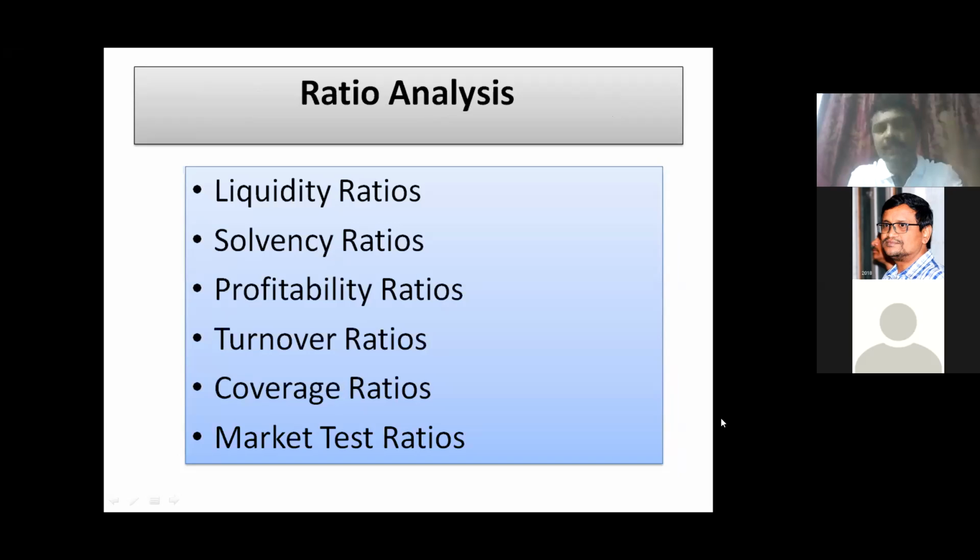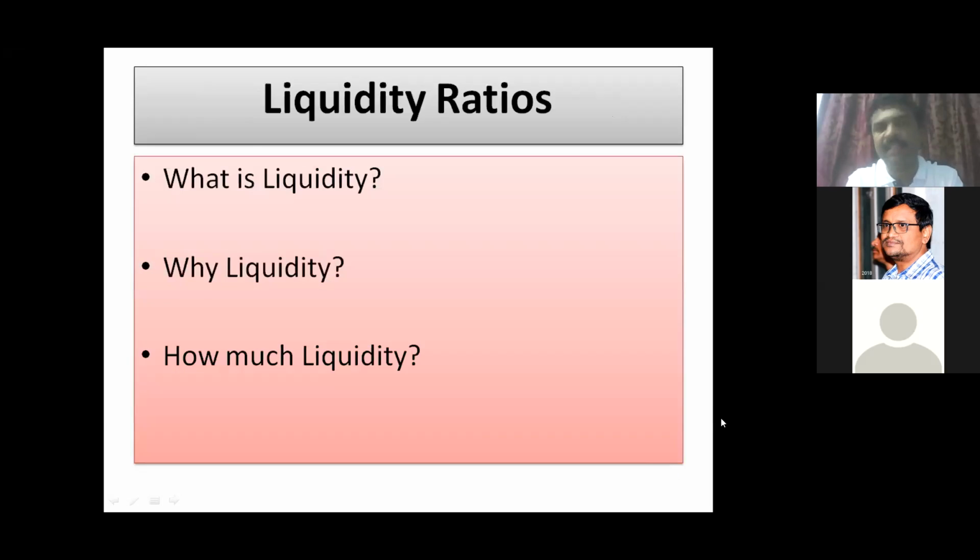Now, there are so many ratios. They are categorized like this: liquidity ratios, solvency ratios, profitability, turnover ratios, coverage ratios, market test ratios. In each category, we get a couple of ratios to discuss. Let's look at them one by one. Now, liquidity ratios. We must first understand what is liquidity, what is the importance of this liquidity, why liquidity, then how much liquidity.